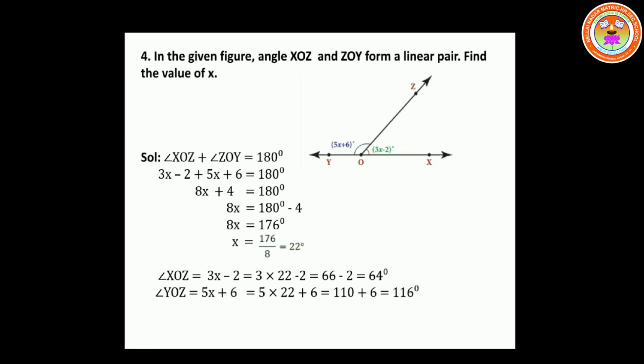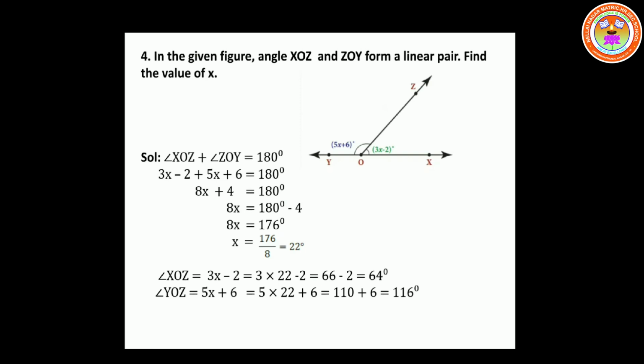You can just stop at this, but it is better to find what is the angle of XOZ and ZOY. So I have done, angle XOZ is equal to 3x minus 2. So in the place of x you are going to substitute 22. So 3 into 22 minus 2. 3 into 22 is 66 minus 2. That is equal to 64 degrees.